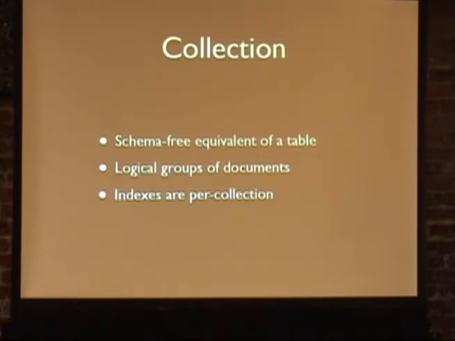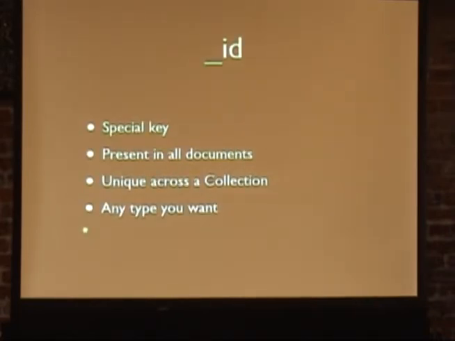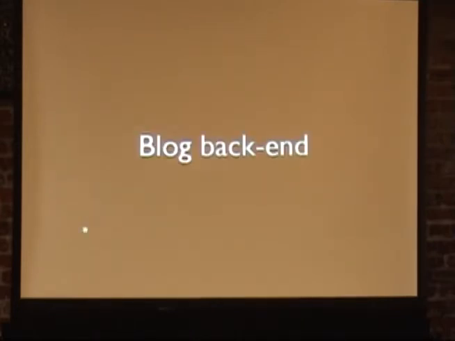So a collection is basically a schema-free equivalent of a table, and they're useful for grouping documents that are logically supposed to be together. And also things like indexes are defined per collection. Underscore ID is this special key that's present in all documents and needs to be unique across an entire collection. So if you don't insert one, generally Eagle's example had an underscore ID, the drivers will insert it automatically, or the server will insert it automatically. But it can also be any type you want. The only reason I mention this is because I think in the example I show underscore ID.